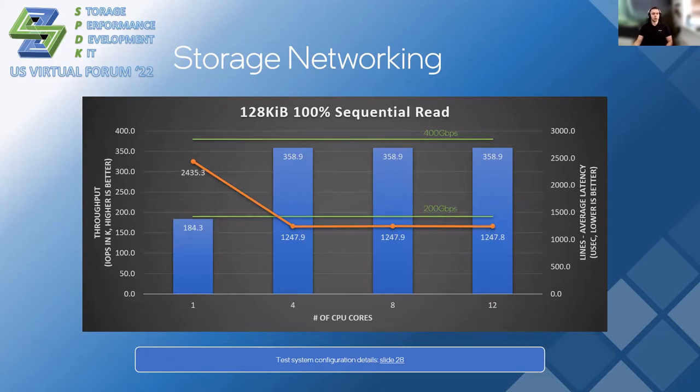Now, this chart shows, once again, performance scaling of SPDK nvme-of target, but this time the workload is sequential reads, 128K block size. And as you can see, with just one CPU core, SPDK target is able to process 200 gigabits worth of IOs, and with 4 cores or less, up to about 400 gigabits per second.